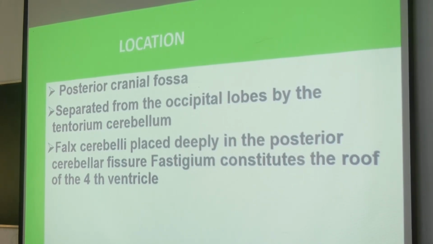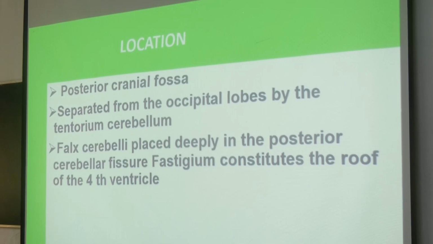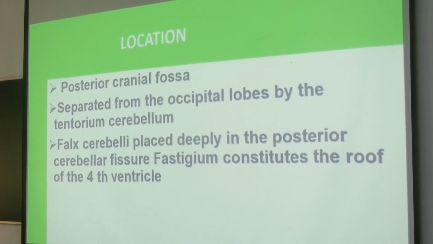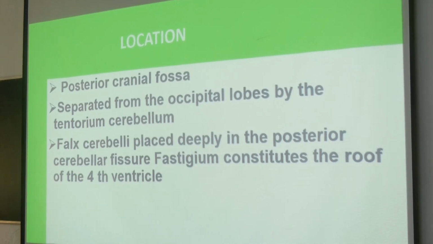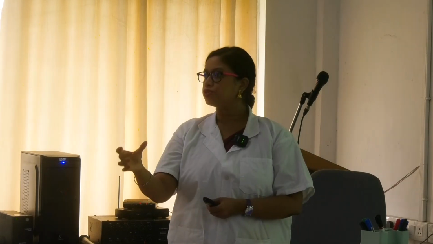Do you know how many fissures the cerebellum has? Two. Which are they? The first is the primary fissure, and the other is the posterolateral fissure. So they are talking about the posterior fissure. It separates the cerebellum into how many parts? Two fissures mean three parts, three lobes: the anterior lobe, posterior lobe, and flocculonodular lobe. Understood?